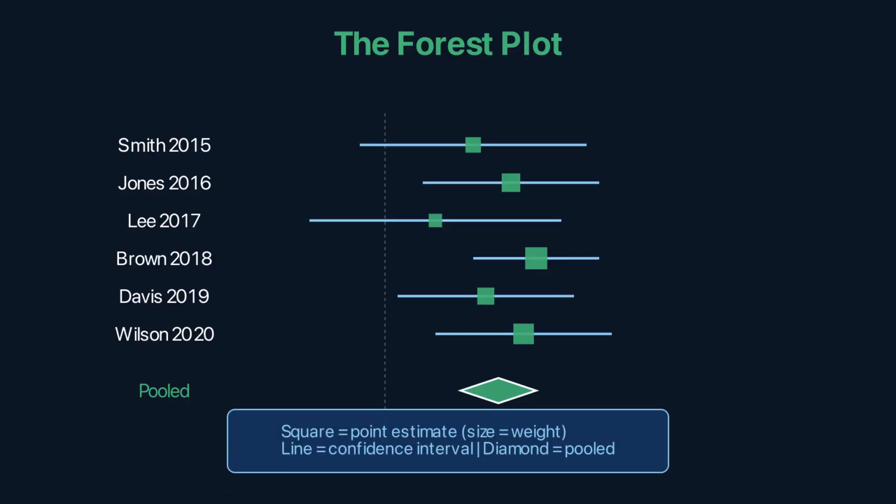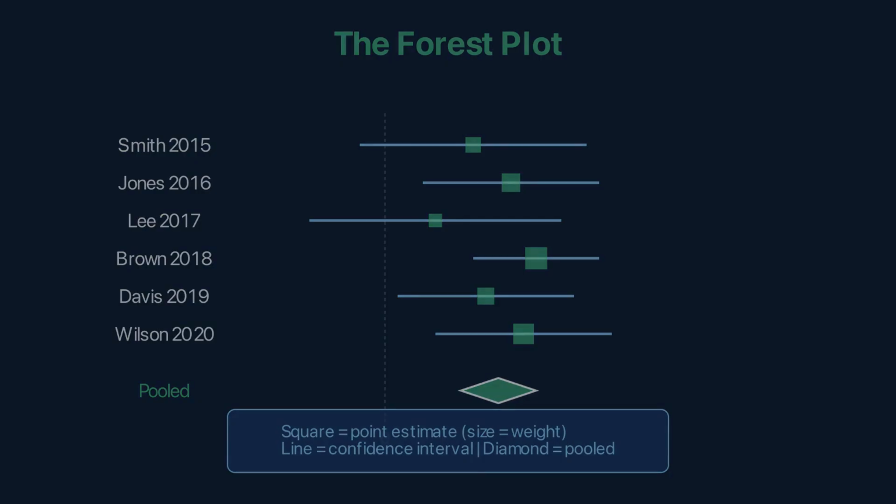At the bottom, a diamond represents the pooled estimate. The diamond center is the pooled effect. Its width is the pooled confidence interval. If the diamond doesn't cross 0, or 1 for odds ratios, the pooled effect is statistically significant.